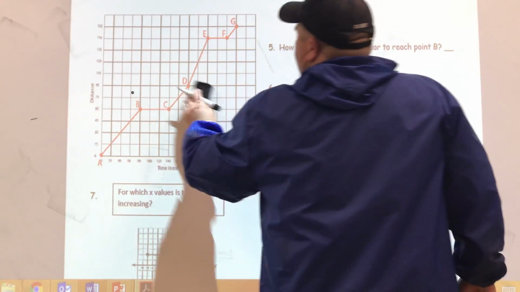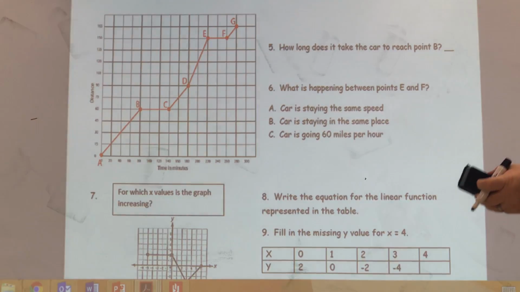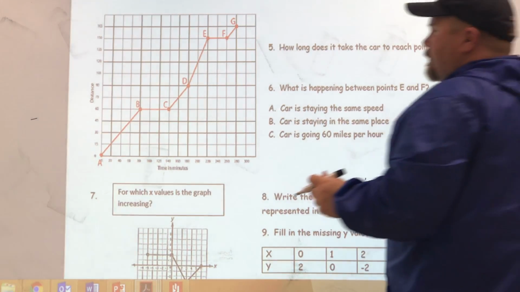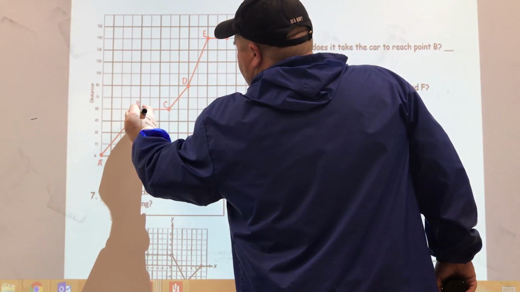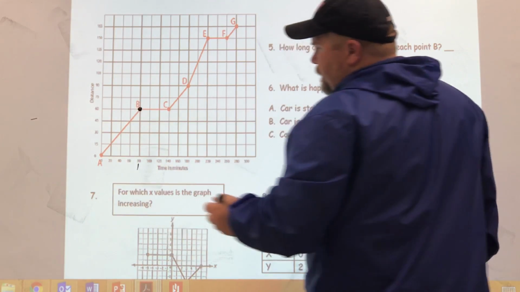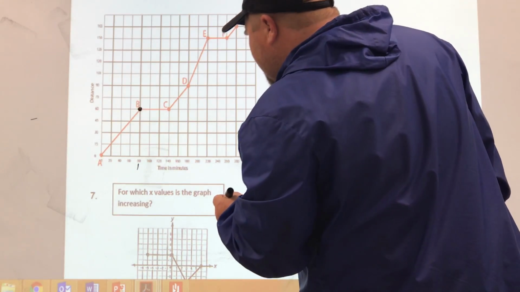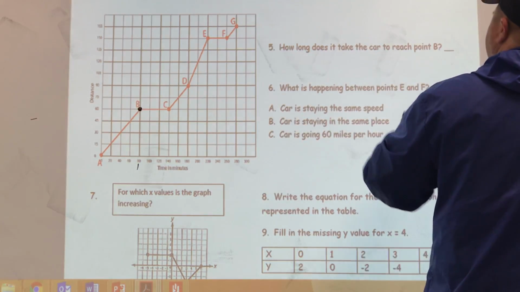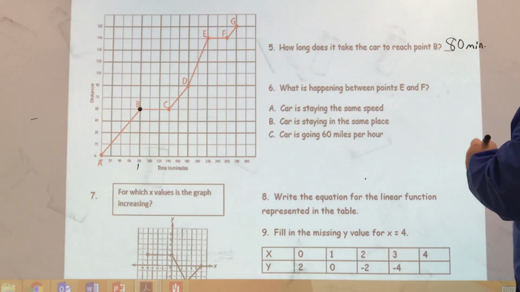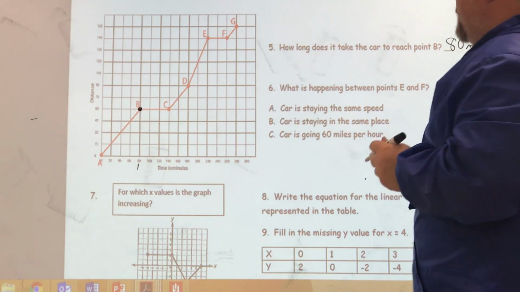Problem number 5. How long does it take the car to reach point B? Right here on the graph. So we just need to find the time in minutes, and that looks like 80 minutes. So we could simply write 80 minutes, or if you wanted, you could write 1 hour and 20 minutes. Either way would be fine.